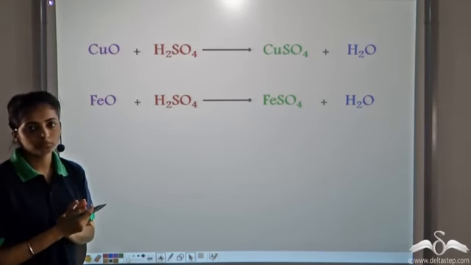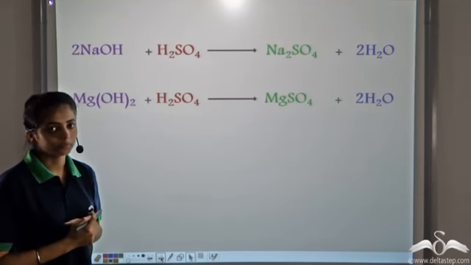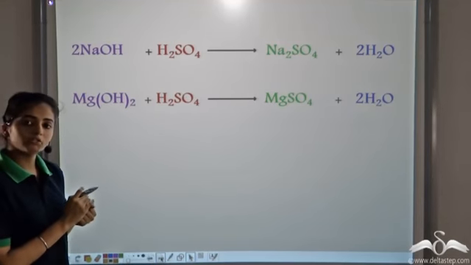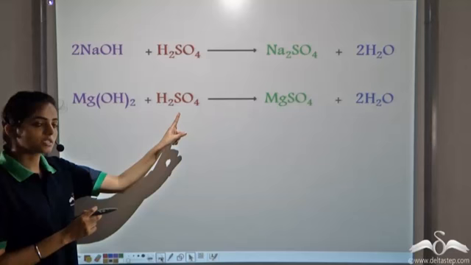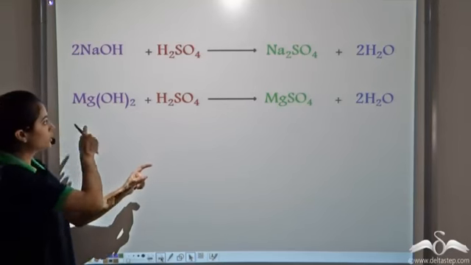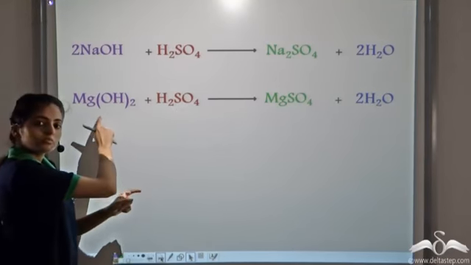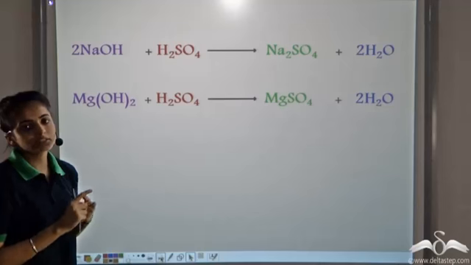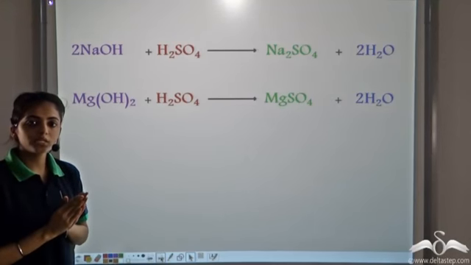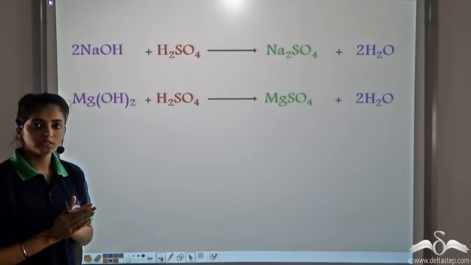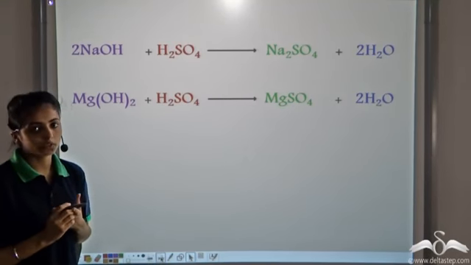At the same time, the metal hydroxides are also bases. So the acid, in this case sulfuric acid, reacts with the metal hydroxides to form the corresponding salts and water. So if we have magnesium hydroxide, it reacts with sulfuric acid to form the corresponding salt, magnesium sulfate, and it releases water. So a base reacts with an acid to form salt and water.